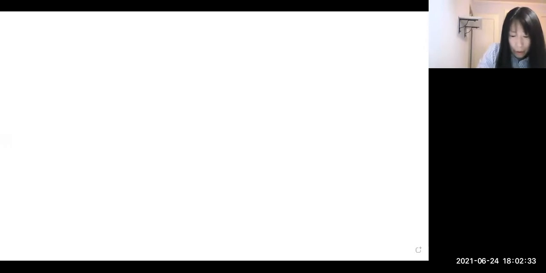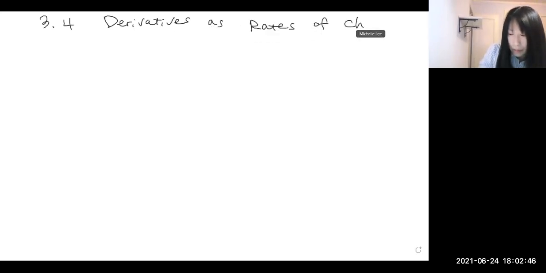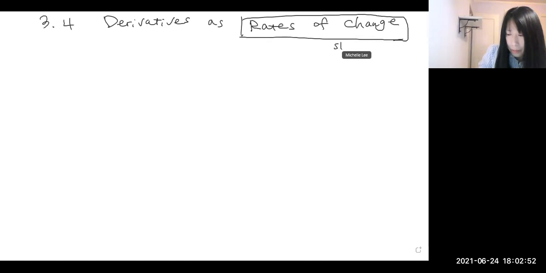Okay, so 3.4. Derivative is rate of change. In algebra, we said the rate of change is slope because it's a change in y over change in x, right? We're going to do some formulas for today.